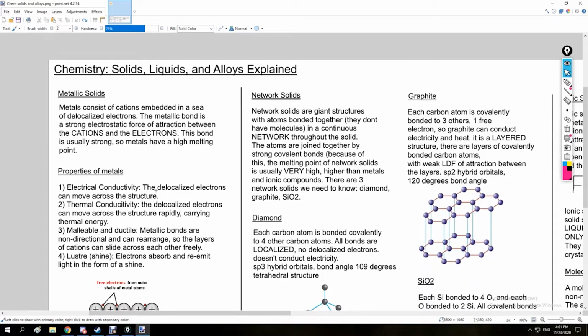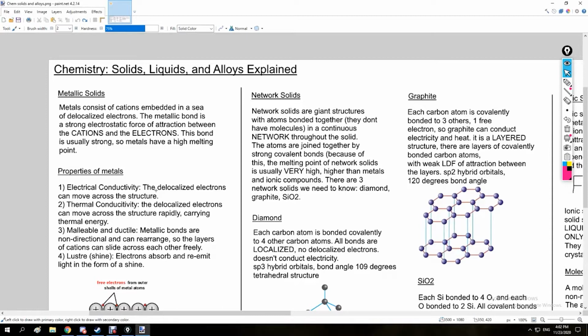Because of these delocalized electrons, metals have a few properties that make them special. We'll go over them. First is electrical conductivity. The delocalized electrons can move across the structure carrying charge, so metals can conduct electricity. The second is thermal conductivity. The delocalized electrons again can move across the structure rapidly, carrying thermal energy, meaning that metals can conduct heat.